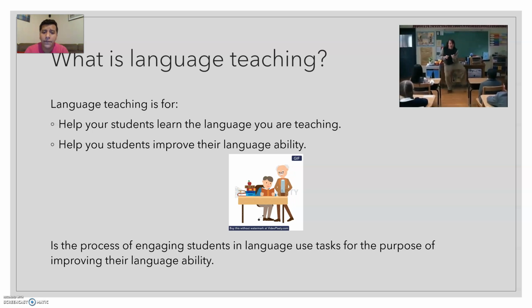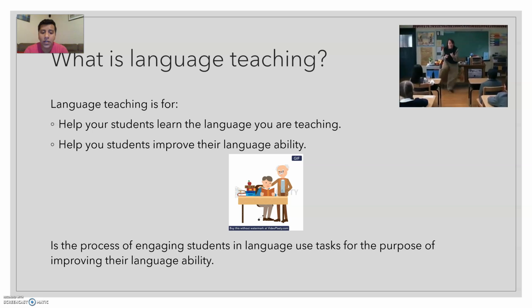So this becomes the first question that we need to ask, we need to answer: what is language teaching? Language teaching is to help students learn the language you are teaching as a teacher, to help your students improve their language ability, and we need to understand these two main points because we need to help our students to learn the language that we are teaching.